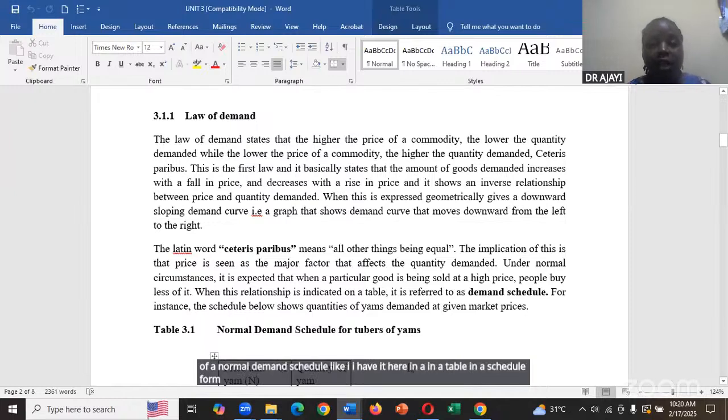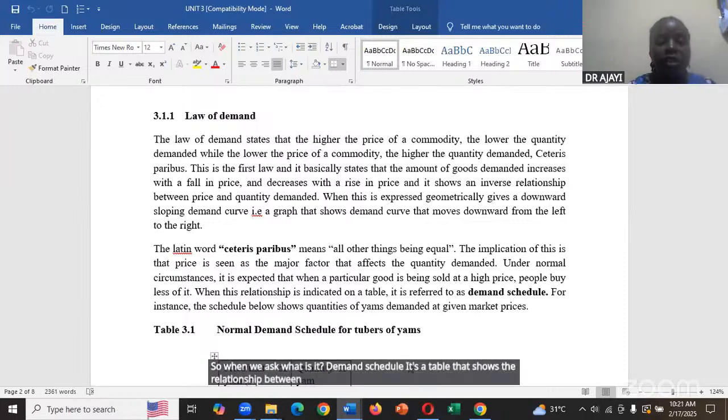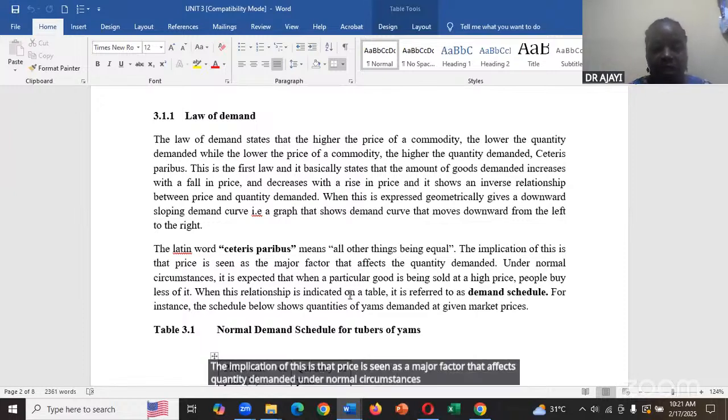So when we ask what is a demand schedule, it's a table that shows the relationship between the given price and the quantity demanded at that price. Like I explained here, the Latin phrase ceteris paribus simply means all other things being equal. The implication of this is that price is seen as the major factor that affects quantity demanded. Under normal circumstances, it is expected that when price is low, people buy more. So, which is why that ceteris paribus is applicable.